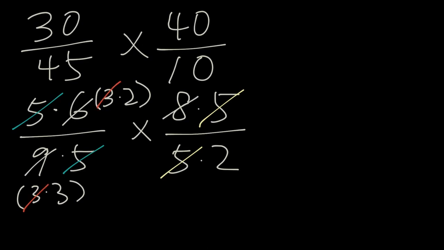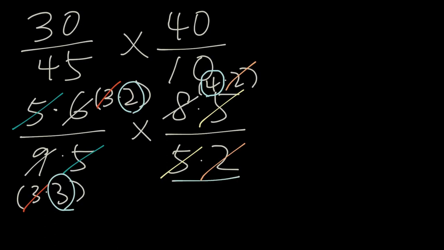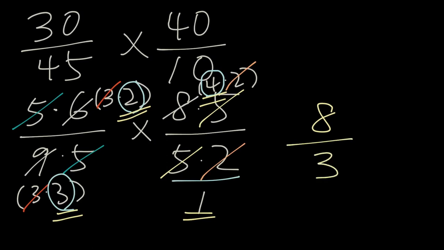And same here, 8 can be changed to 4 times 2. So we can cancel out the 2. Now what we have remaining is 4, 2, 3, and since the denominators here are all crossed out, we're left with 1. Then we just need to multiply them together. 2 times 4 equals 8. 3 times 1 equals 3. And we can't simplify anymore after this, so our answer is 8 over 3.